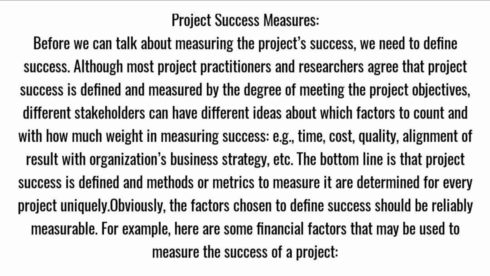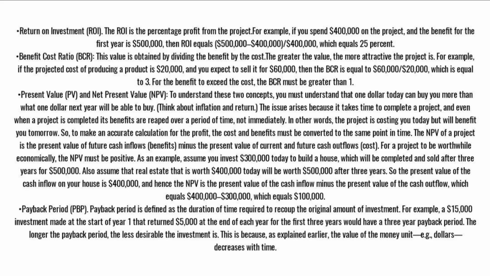The bottom line is that project success is defined and methods or metrics to measure it are determined for every project uniquely. Obviously, the factors chosen to define success should be reliably measurable. For example, here are some financial factors that may be used to measure the success of a project. Return on investment, ROI. The ROI is the percentage profit from the project. For example, if you spend $400,000 on the project, and the benefit for the first year is $500,000, then ROI equals ($500,000 minus $400,000) over $400,000, which equals 25%.